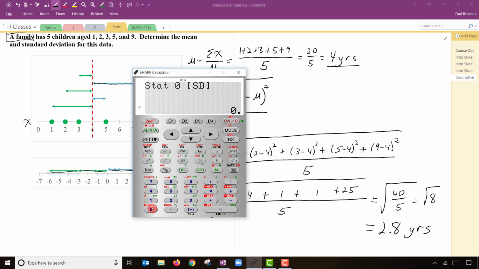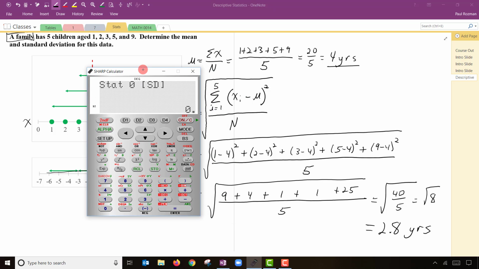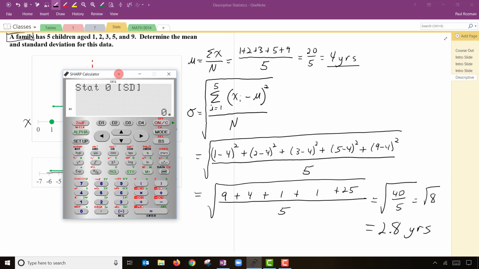Now that I have the calculator in stat mode, I want to enter these 5 values. My calculator will then just spit out the mean and standard deviation. It's pretty cool. To enter them, you just go one by one. So I have a value, a 1-year-old, and then you hit this button here that says data. And now my data set shows that there's 1 value in it.